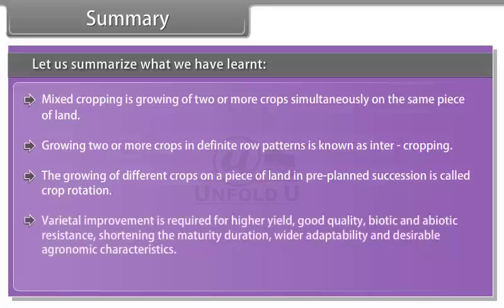Varietal improvement is required for higher yield, good quality, biotic and abiotic resistance, shortening the maturity duration, wider adaptability and desirable agronomic characteristics.